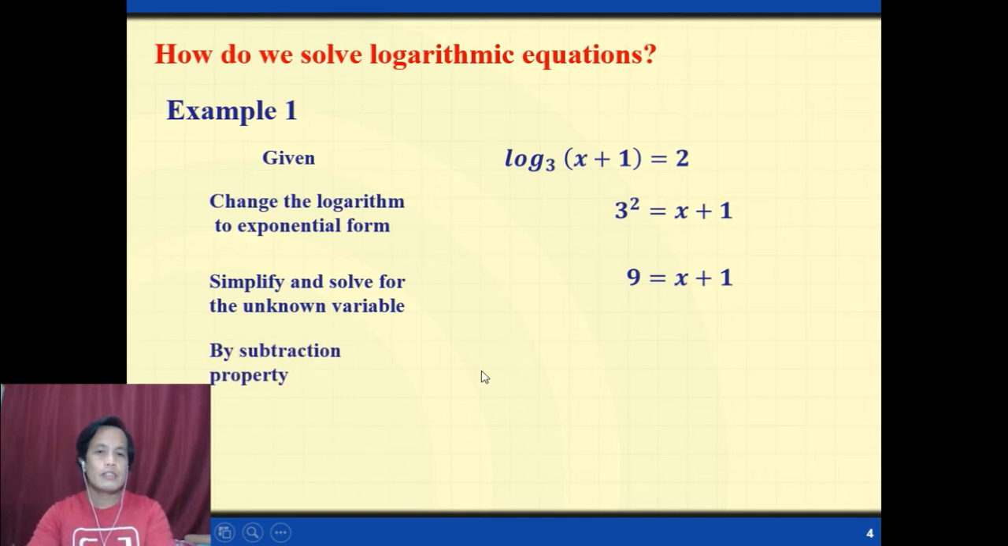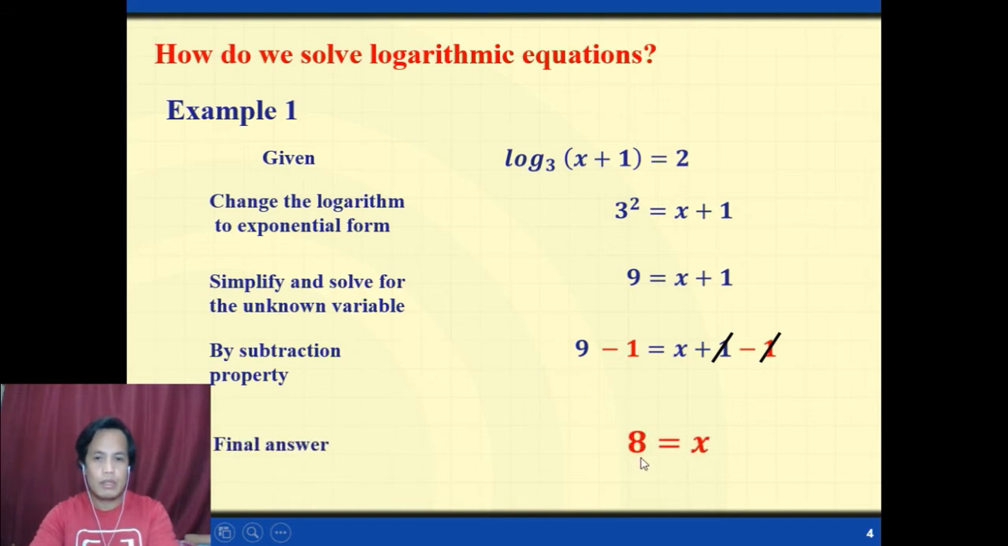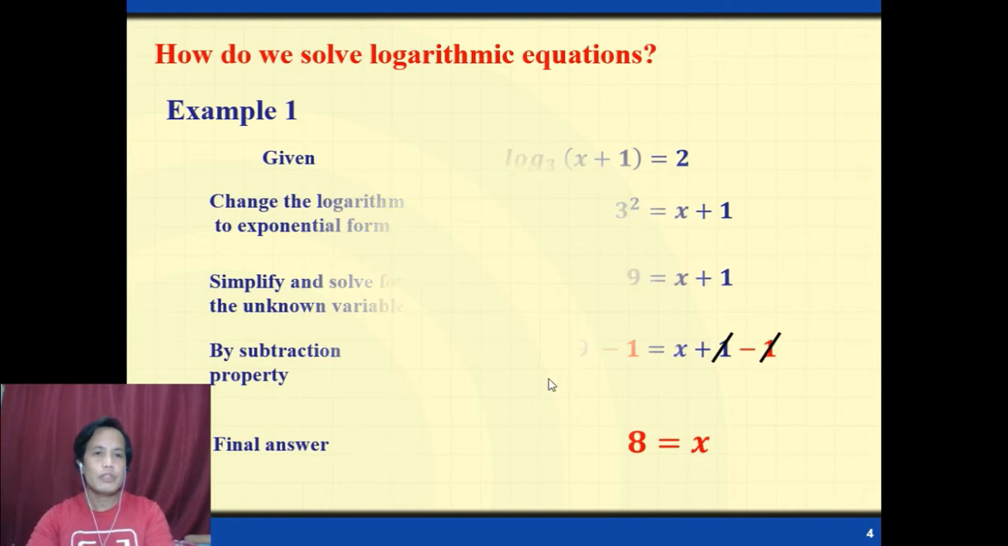Next is by the subtraction property. Since we will subtract 1 here, we will also subtract 1 at the other side of the equation. So this becomes 9 minus 1 equals x plus 1 minus 1. 1 minus 1 is 0, or cancelled out. So 9 minus 1 is equal to 8, equals x. Or you can write x equals 8. 8 equals x or x equals 8, they are just the same. Let's proceed to the next example.